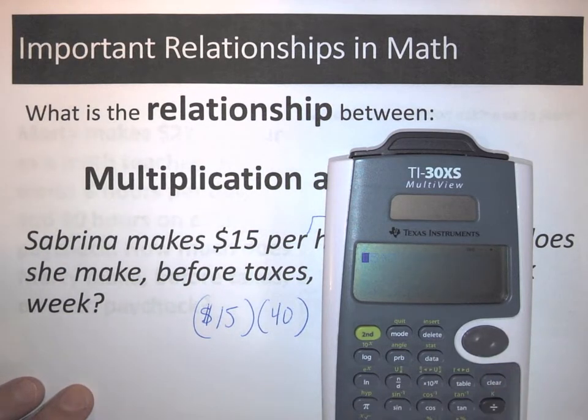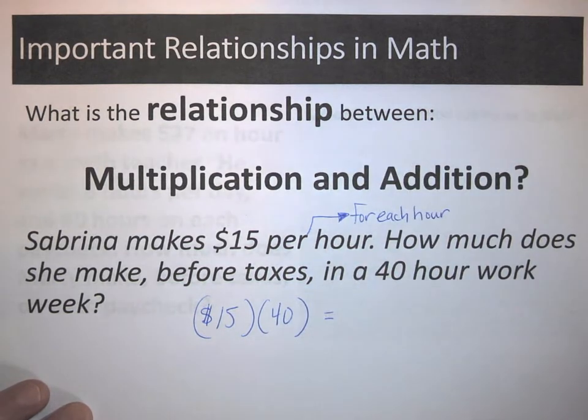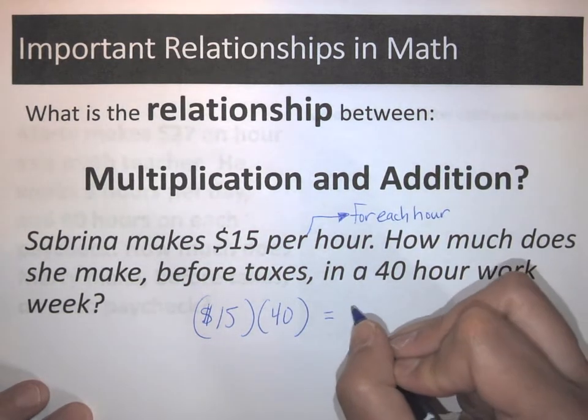Oops, tried to do division. And all I'm saying here is that I have 15 40 times, and you can see that this calculator uses the little asterisks to show multiplication. And that's going to give us $600 before taxes.